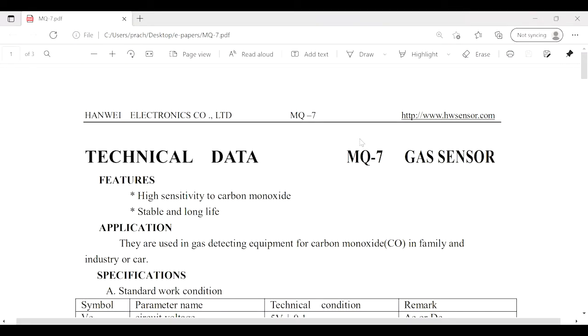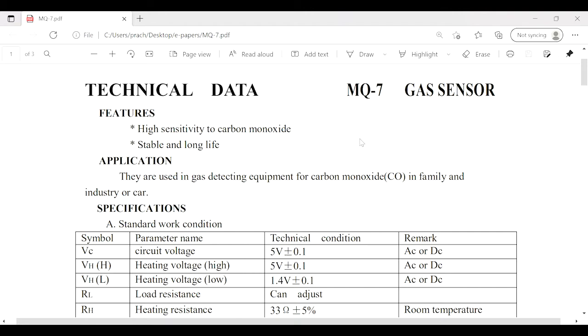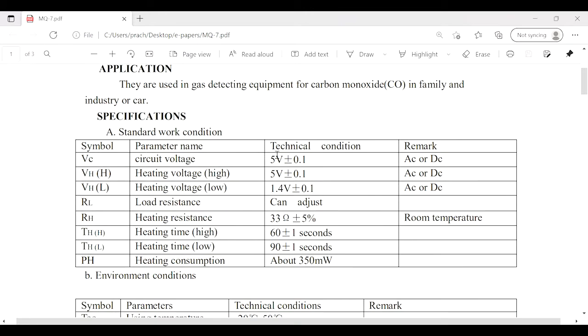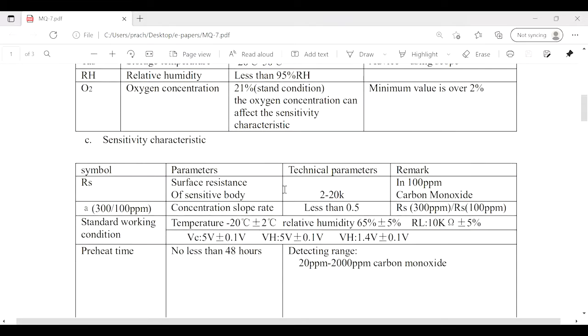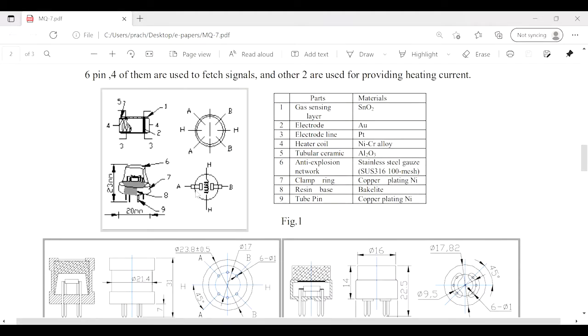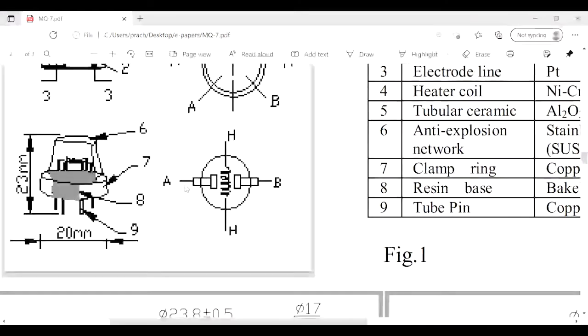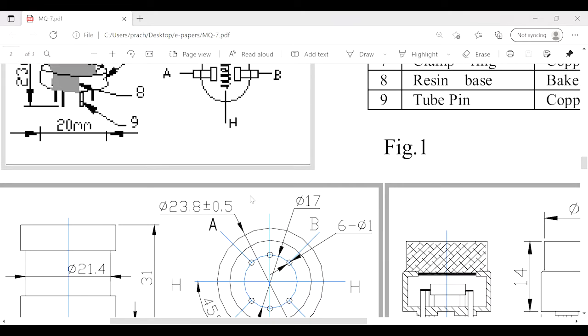So let's take a look at the data sheet of MQ7 before making the circuit. So the circuit voltage is 5 volts. Heating voltage high is 5 volts, heating voltage low is 1.4 volts. And this is the construction diagram of MQ7. You can see there is one coil, and across this coil, this H, we have to give voltage. We have to apply 5 volts and 1.4 volts. And we get our output analog data across A and B, which will give it to the microcontroller.